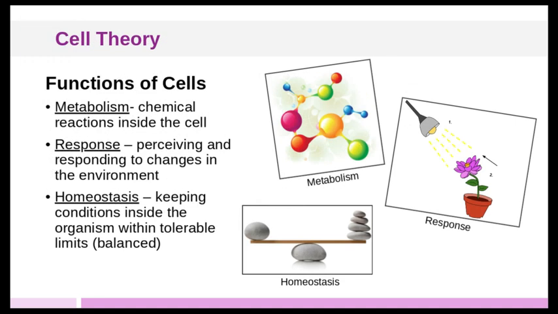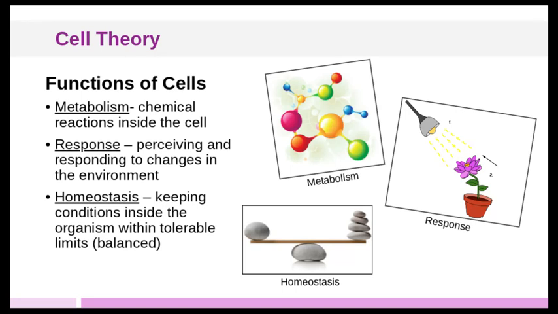So when we talk about the function of cells, meaning what they do, cells have a metabolism. Metabolism means that there are chemical reactions taking place inside the cell. Now, for humans, we think about eating and breathing and things like that, but those are both part of those metabolic processes. They have some sort of response, meaning they perceive and respond to changes in the environment. And then we look at homeostasis, which is keeping conditions inside the organism within tolerable limits, meaning they are balanced.